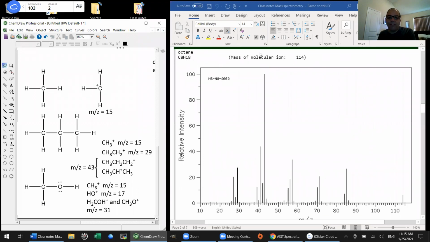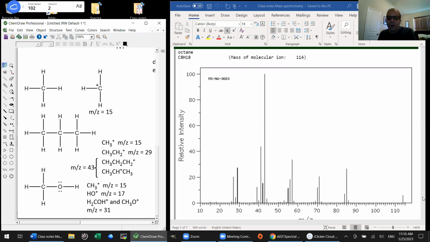We're even given the molecular weight. The molecular ion will be 114. If you add up C8H18, you'll get 114. Not that I don't believe math, but let's just see: 8 times 12 is 96. Indeed, 96 and 18 is 114. And so when you knock out one electron, it's still going to weigh 114. Electrons basically don't weigh anything.